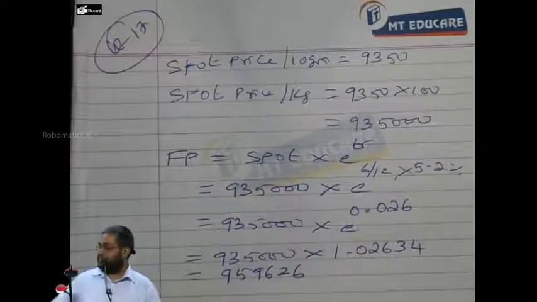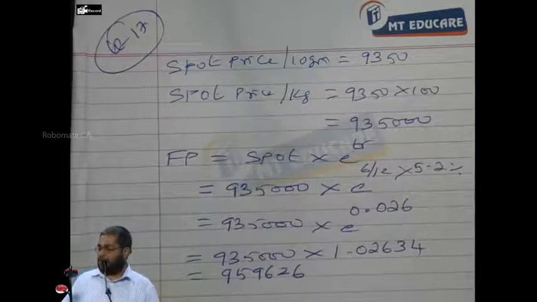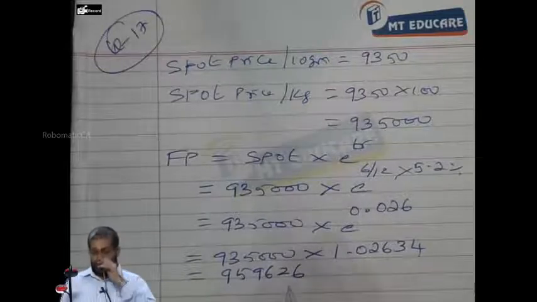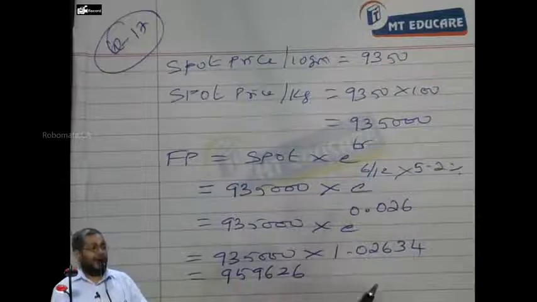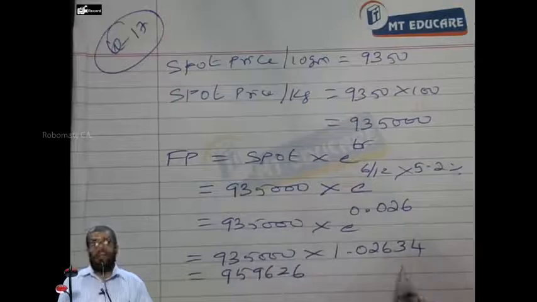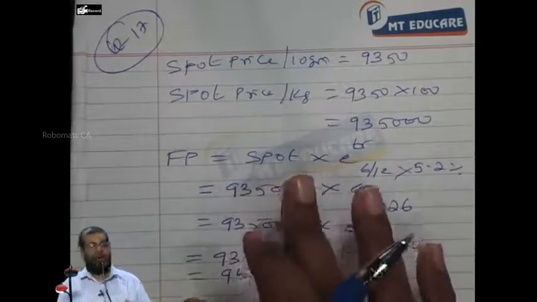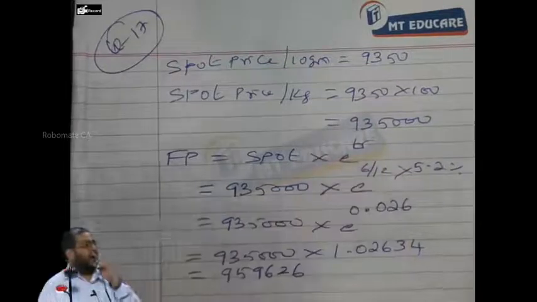Now, today the future is trading in the market at how much rupees? 9,60,000. The future is trading at 9,60,000, while we found 9,59,626. Is there an arbitrage or not? But we have rounded off. It is currently trading at 9,60,000. Otherwise you can say it is overpriced or underpriced, and we will have an arbitrage.